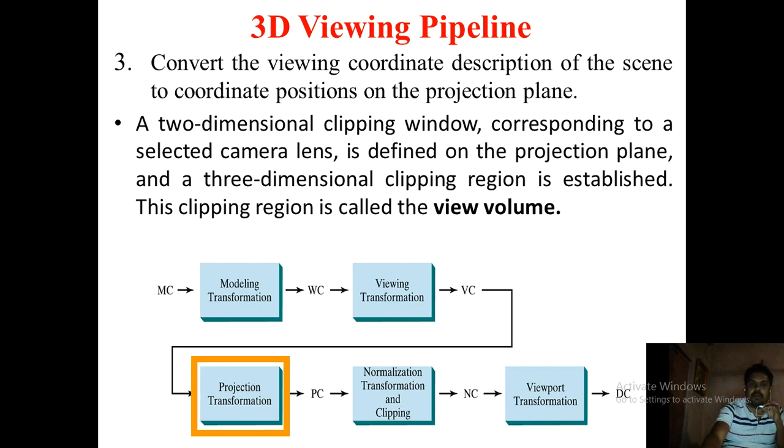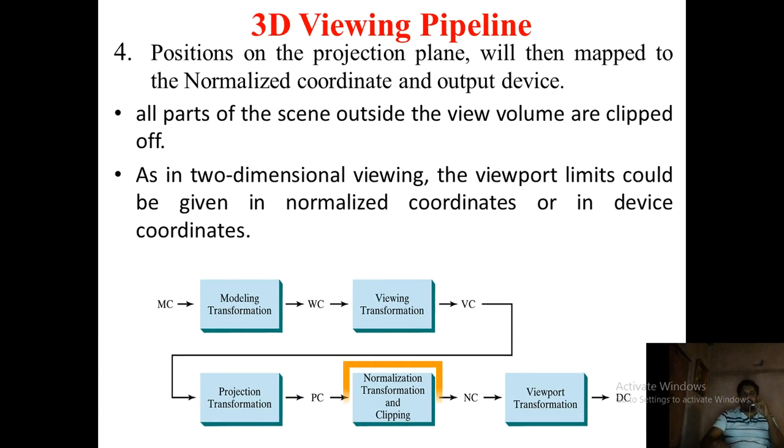Then afterwards, you will convert to projection coordinates, right? Then the position on the projection plane will be mapped to the normalized coordinate and output device. All parts of the scene outside the view volume are clipped off. In normalized transformation and clipping, all the parts which are outside your viewing volume have to be clipped, right? Meaning whatever is in the cube, only take those objects; whichever are outside your cube, clip them out. That will be done in normalization and transformation.